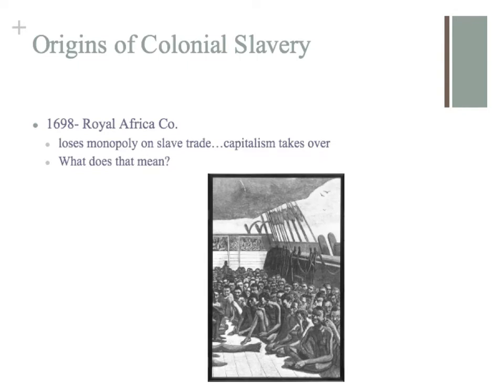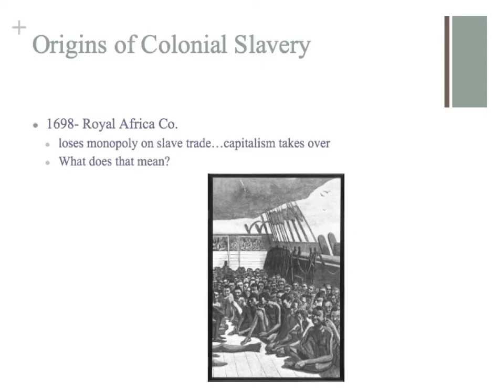So I'm going to take a brief second here and go through some of the characteristics and the origins of colonial slavery. I know under C it says you need to know the characteristics, as well as where it comes from. It all gets going in 1698, when the Royal Africa Company loses its monopoly on the slave trade, which means it gets opened up to competition. One way to put it would be capitalism takes over.